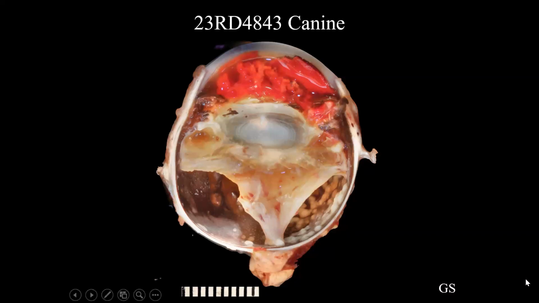So we hemisected the globe when we got it. So here's the hemisected globe. The cornea is at the top, lens is in the middle, optic nerve is at the bottom. What we have is blood in the anterior chamber. So that's the hyphema that they noted.